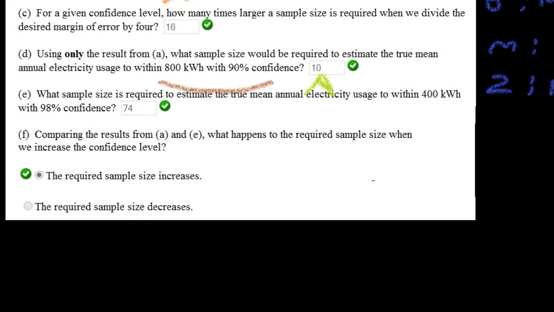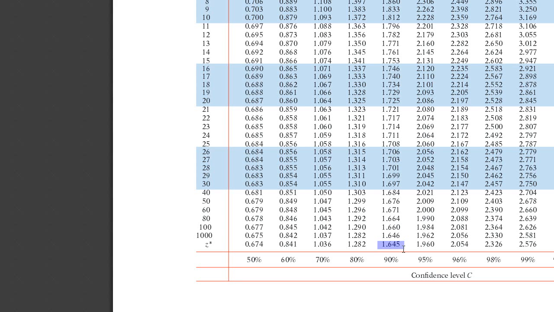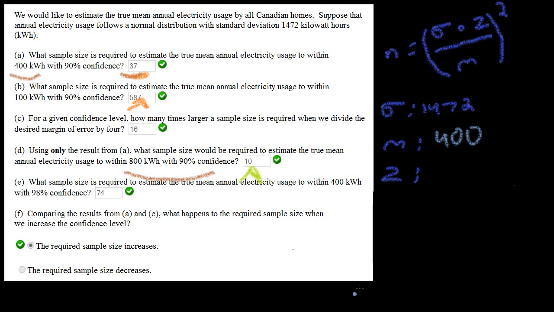What sample size is required to estimate the true mean annual electricity usage to within 400 kilowatt hours with 98% confidence? Okay, so we have our margin of error as being 400, not 100, so let's replace that. And our z-score, our confidence level, is different as well, so we have to change it. The new confidence level is 98%. Now we have to go back to our table and look for 98%. So we have a z-score associated as being 2.326. So that's going to be the new value we're going to be using.